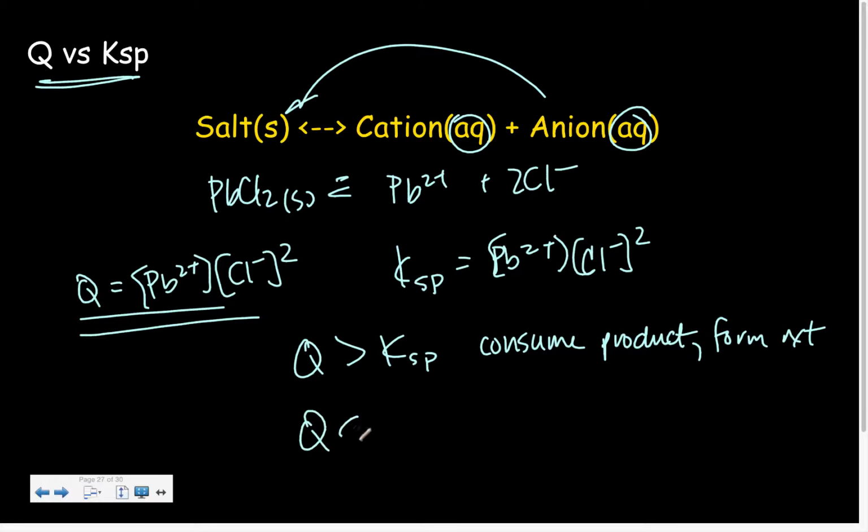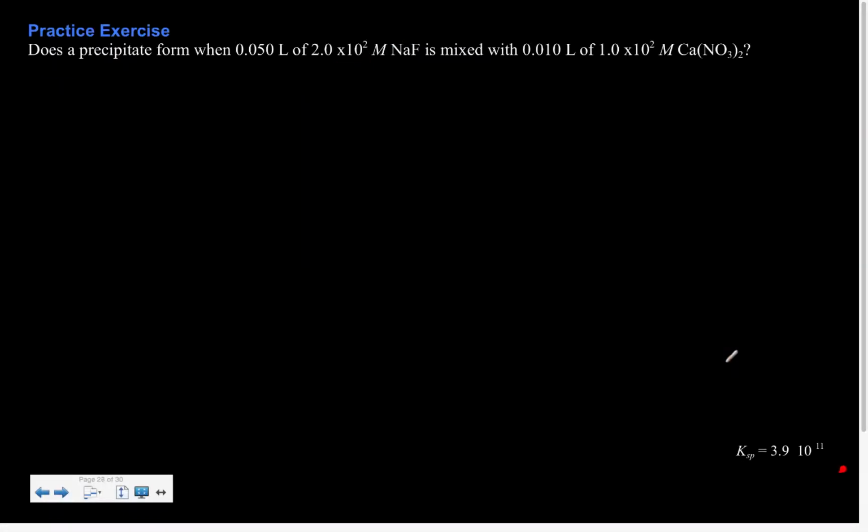If my Q happens to be less than K, that means my K value is too small, that means I'm going to consume my reactant and form product, which in this case, if I form product, that means I'm going to dissolve. All right, so it's the exact same idea, just some of the terminology changes a little bit based on what we're talking about. But the essence is the same. Consume product, form reactant. We just have to be thoughtful about what product and reactant mean in the bounds of a KSP problem, okay?